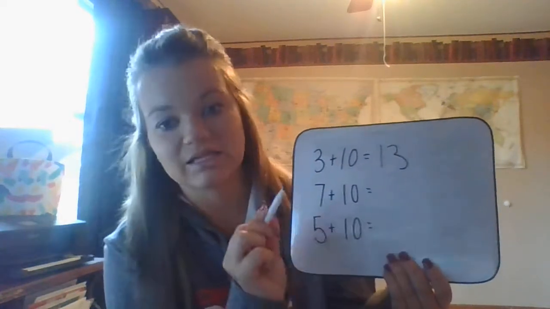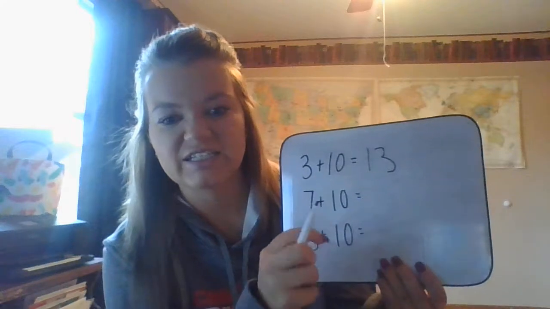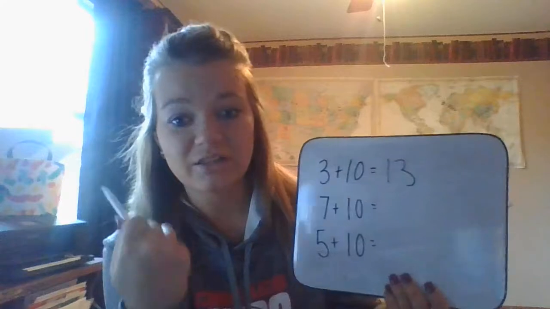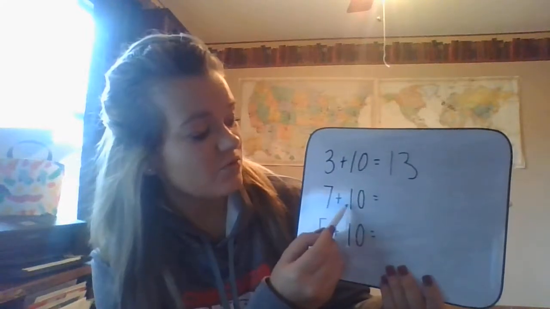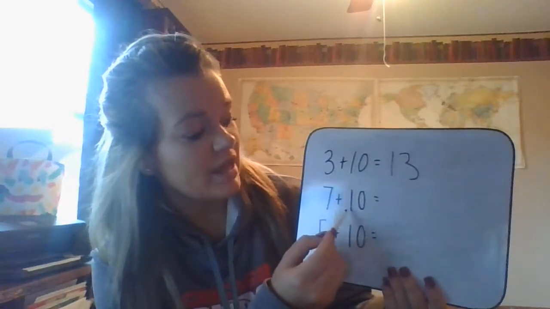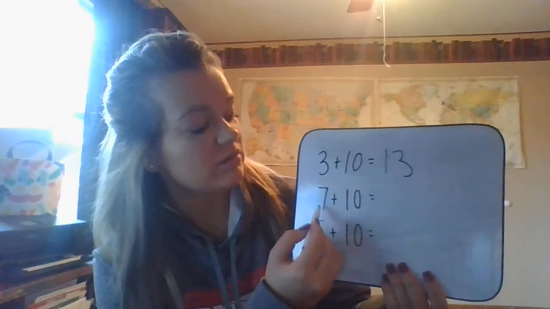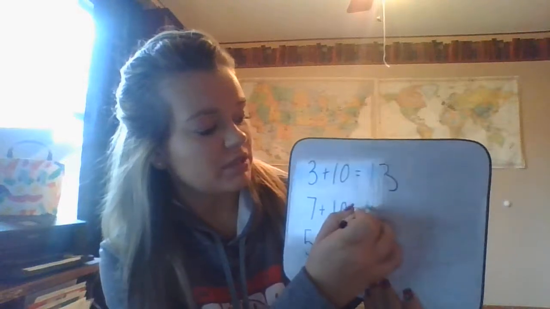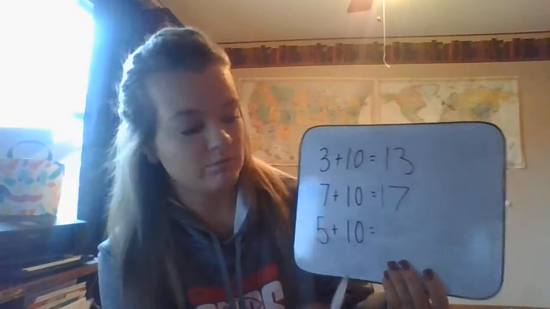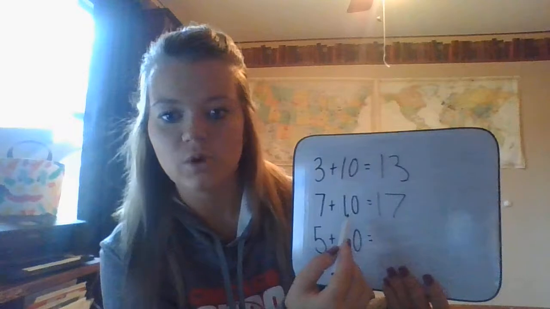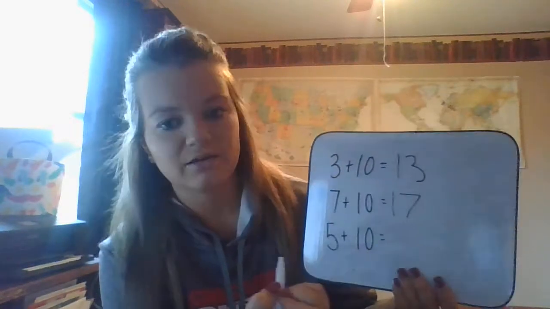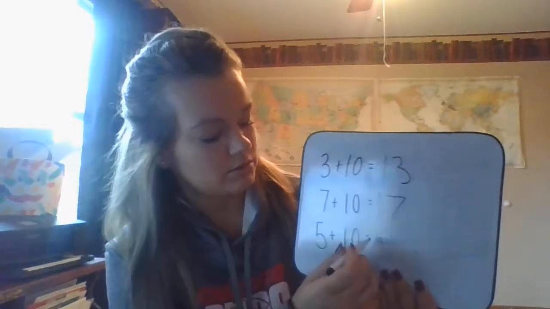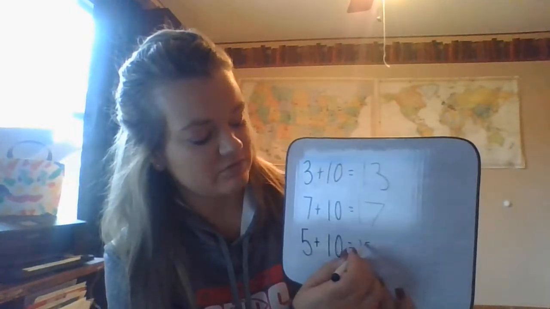For 7 plus 10, is it going to be easier to add 10 to 7 or 7 to 10? I know another strategy I can use is that if I have 7 ones and one group of 10, all I'm really doing is adding 7 ones. So it would really just be 17, because look at the number 10, it doesn't have any ones. 5 plus 10. I'm going to just do 10 plus 5 because 10 is the bigger number. So 5 plus 10 is 15.